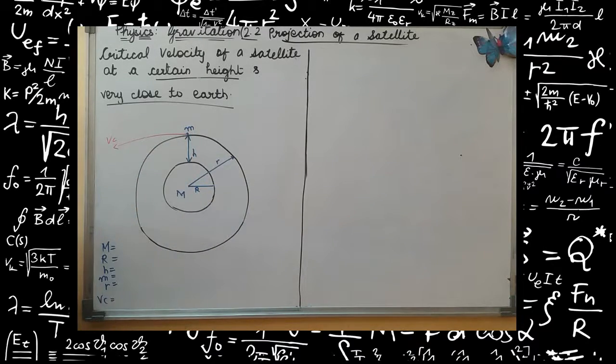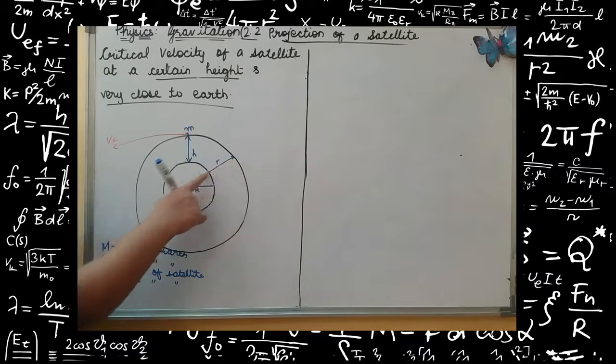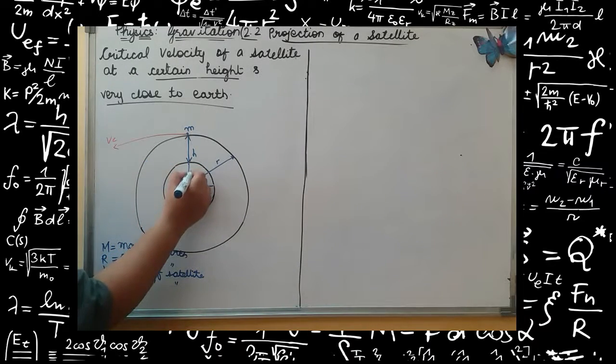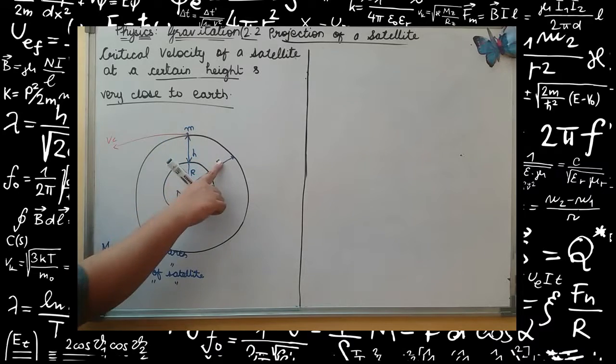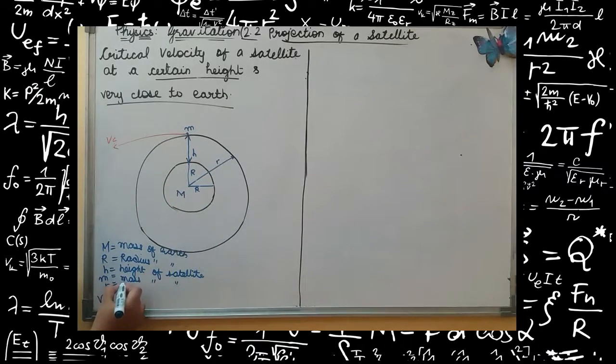What would be our assumptions? Let us write down the assumptions. Capital M is the mass of Earth. Small r is the radius of the outer orbit. So as you can see here, this is R, capital R plus h is equal to small r. So we will write it down, capital R plus h. V_C is the critical velocity, which is important.